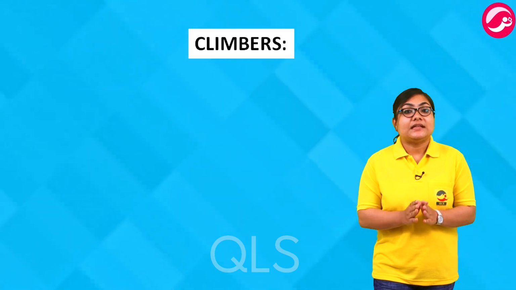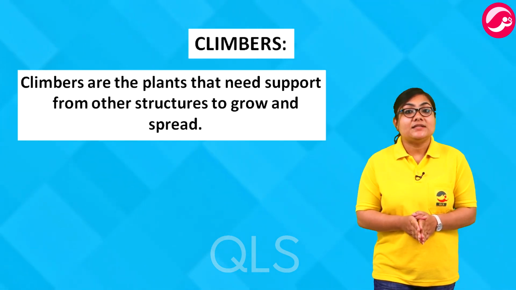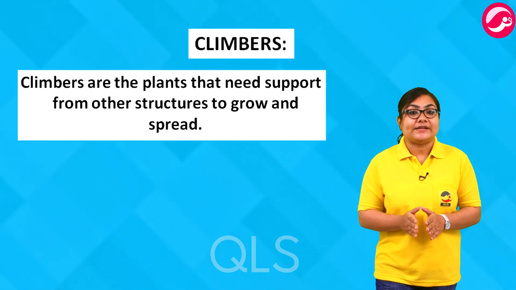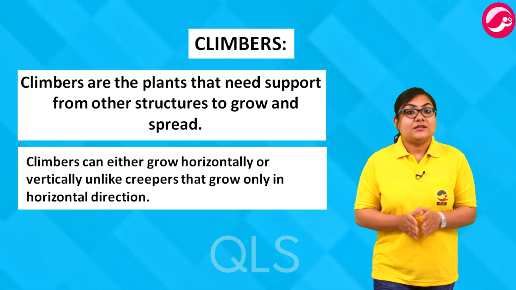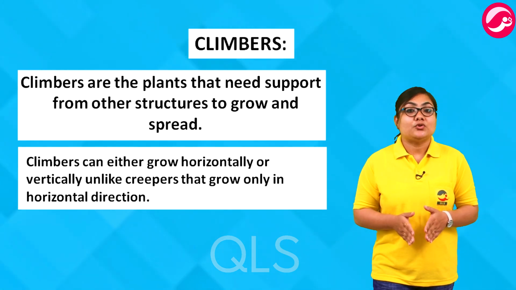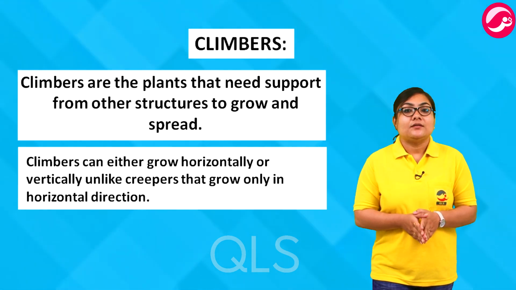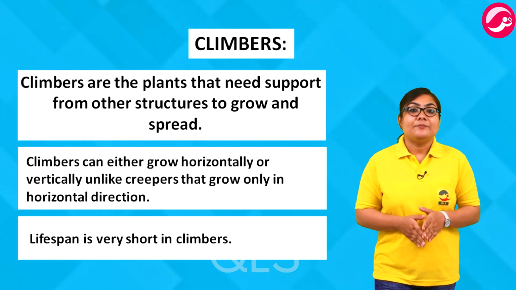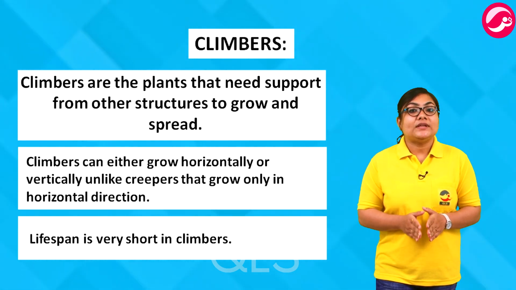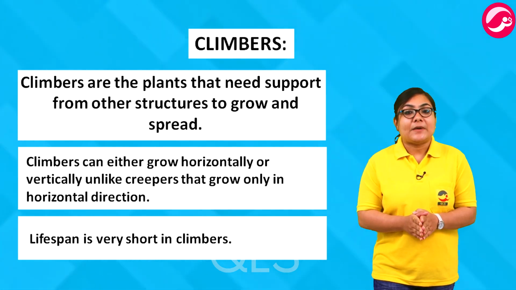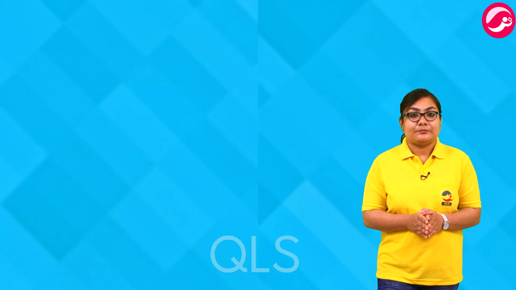Fifth is the climbers. Now climbers are the plants that need support from other structures to grow and spread. Climbers can either grow horizontally or vertically, unlike creepers that grow only in the horizontal direction. Lifespan is very short in climbers.